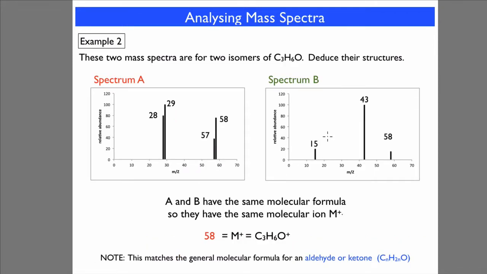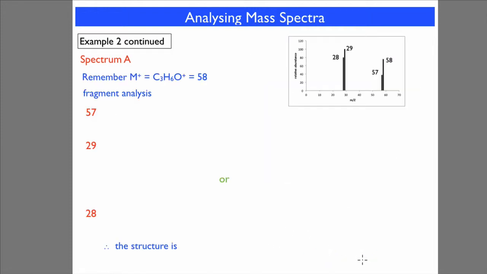Example 2. These two mass spectra are for two isomers, C3H6O. We're going to deduce their structures. Spectrum A and spectrum B. A and B have the same molecular formula, so have the same molecular ion, M+, and you can see it has a molecular mass of 58. This matches the general molecular formula for an aldehyde or ketone, CnH2nO. So this matches either aldehyde or ketone. Which is it going to be?